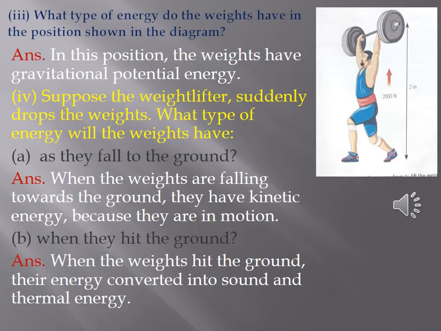Part 3. What type of energy do the weights have in the position shown in the diagram? Its answer is, in this position, the weights have gravitational potential energy. Part 4. Suppose the weightlifter suddenly drops the weights. What type of energy will the weights have? Part A. As they fall to the ground? Its answer is, when the weights are falling towards the ground, they have kinetic energy, because they are in motion.